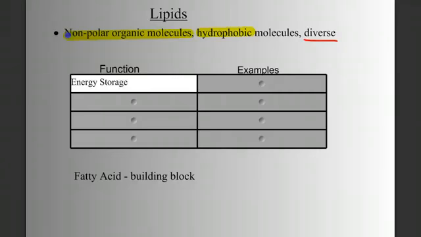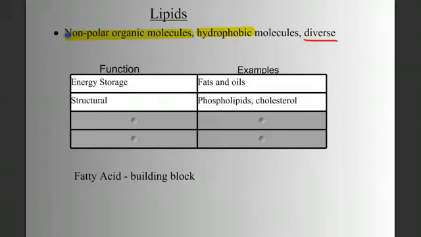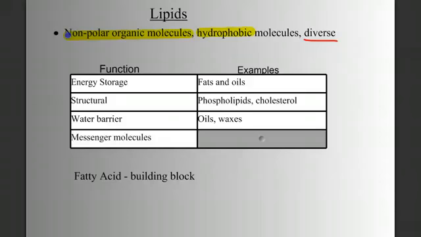One function we find with lipids is that they're a good place to store energy. For example, as fats and oils. They're structural material, especially phospholipids and cholesterols. They're found plentiful in the cell membranes of all cells. We use them as water barriers. Because of their nonpolar hydrophobic nature, they make a good water barrier. Oils and waxes are built from lipids, or they are lipids. And finally, another example of a function of lipids is as messenger molecules. We see them act as hormones, or some of the steroid lipids are hormones.